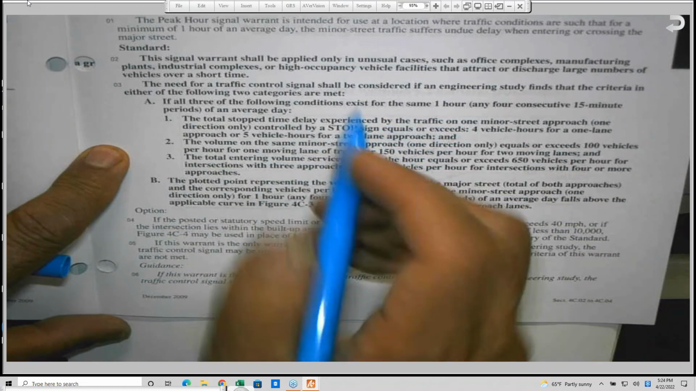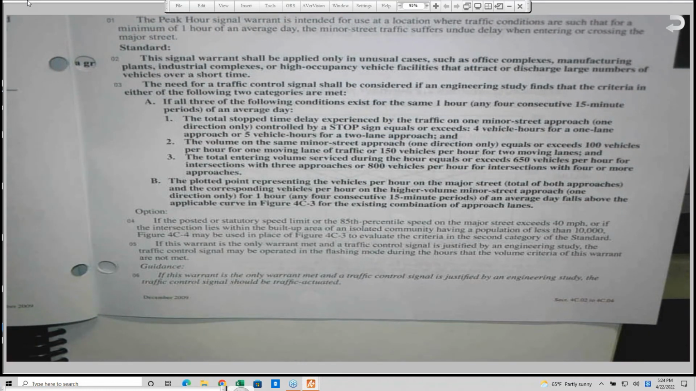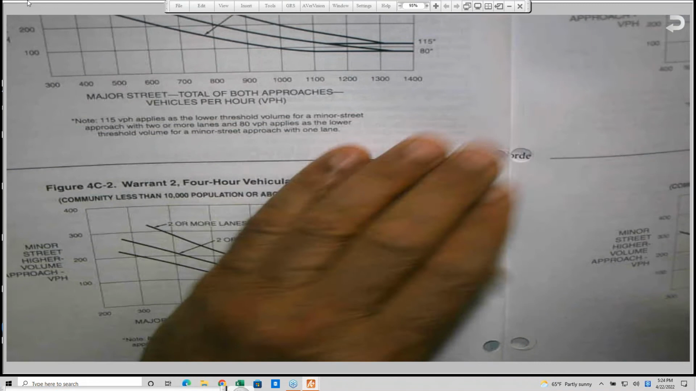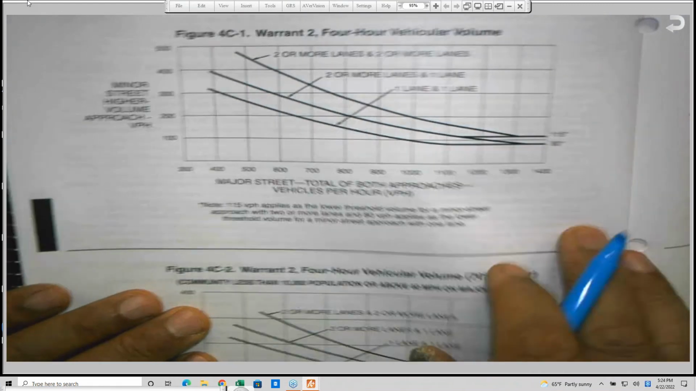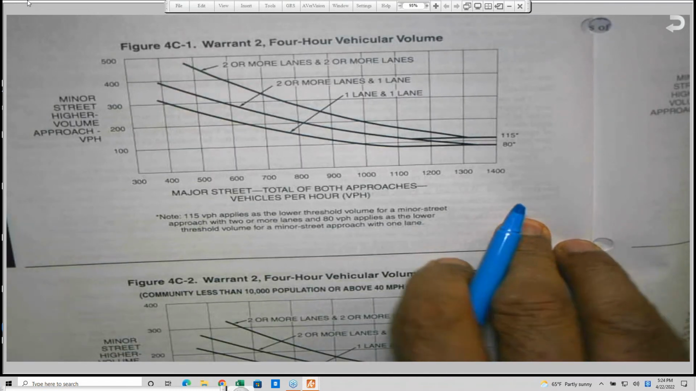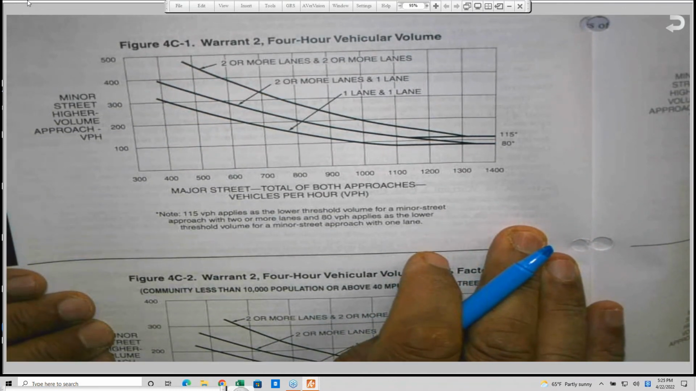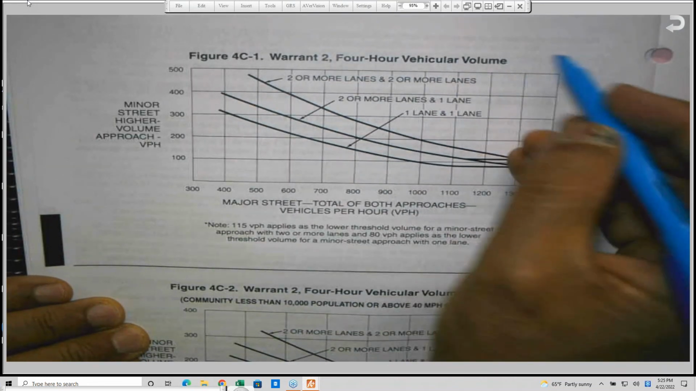I highly recommend you read the original document. Warrant number 3, maybe, because I cannot copy the entire thing. I copied exactly what the copyright allows me to do. And after that, the graphs, as I told you, I hired somebody who scanned them and digitized them, and they should be very close if not exact. Okay, but here they are.